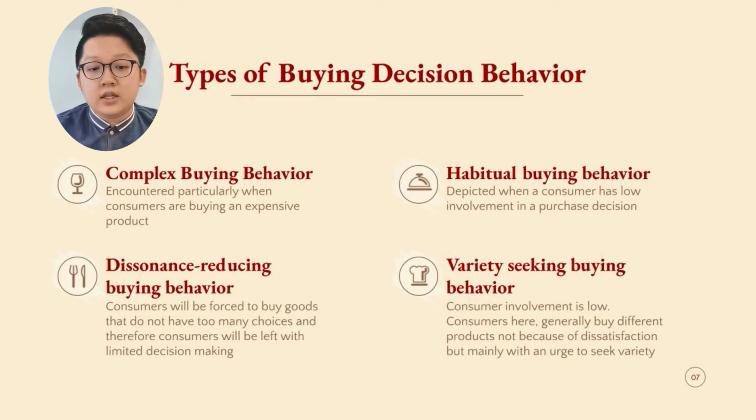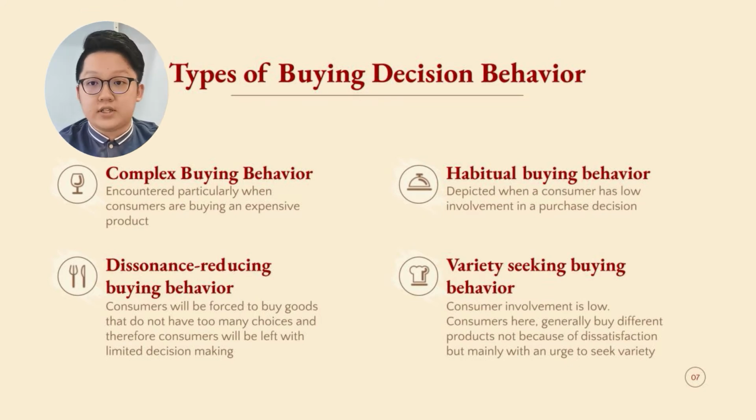So the second thing is dissonance-reducing buying behavior. Here the consumer involvement is very high. This might be due to the high price and infrequent purchase. Consumers will be forced to buy goods that do not have too many choices, and therefore will be left with limited decision making. Based on the products available, time limitation, or budget limitation, consumers buy a certain product without a lot of research. For example, buying a waffle maker. Customers won't think much about which model or brand to use, but only choose between a few brands available in the market.